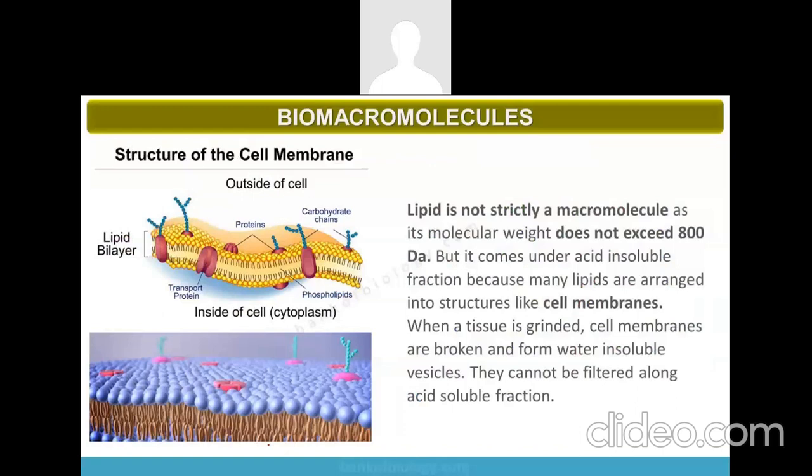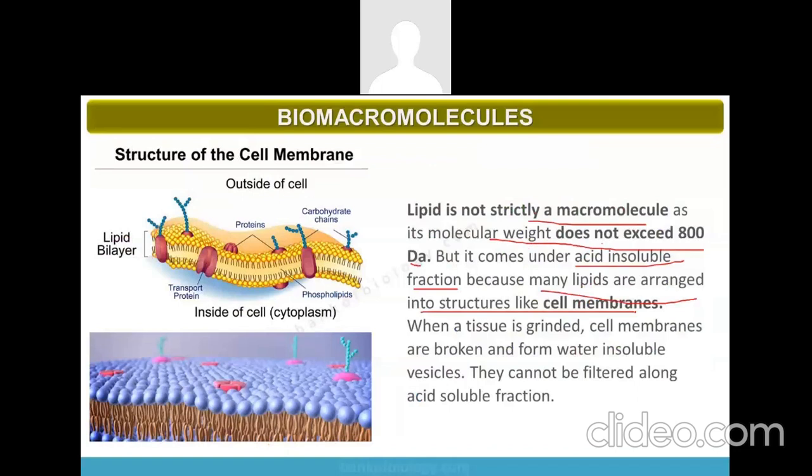Now let us see the structure of a cell membrane. When you see the structure of a cell membrane, it consists of a lipid bilayer which is getting segmented here, and there is a transport protein and some phospholipids sandwiched in the middle and some proteins floating on the top. These proteins are basically attached to the carbohydrate chains. This is how the structure of a cell membrane is.